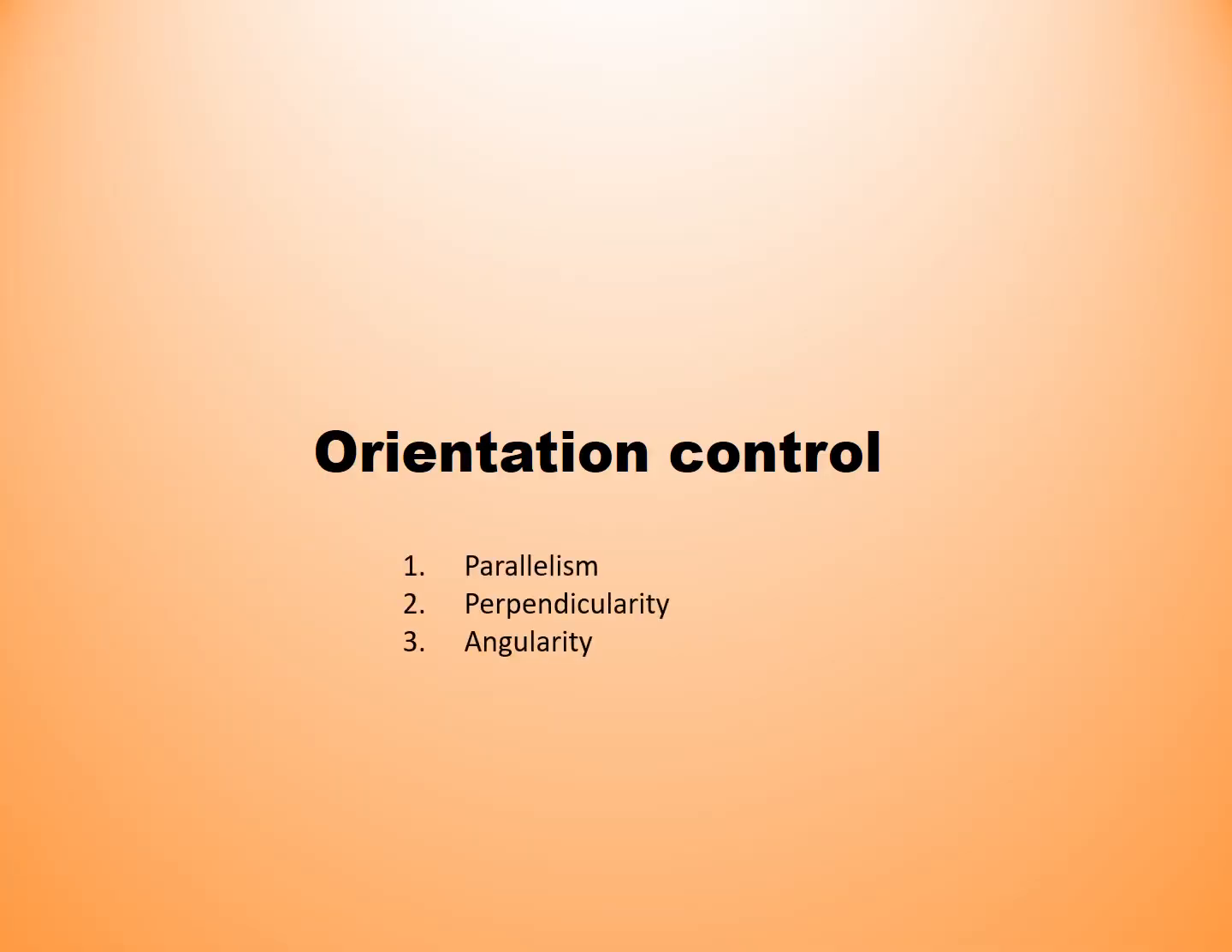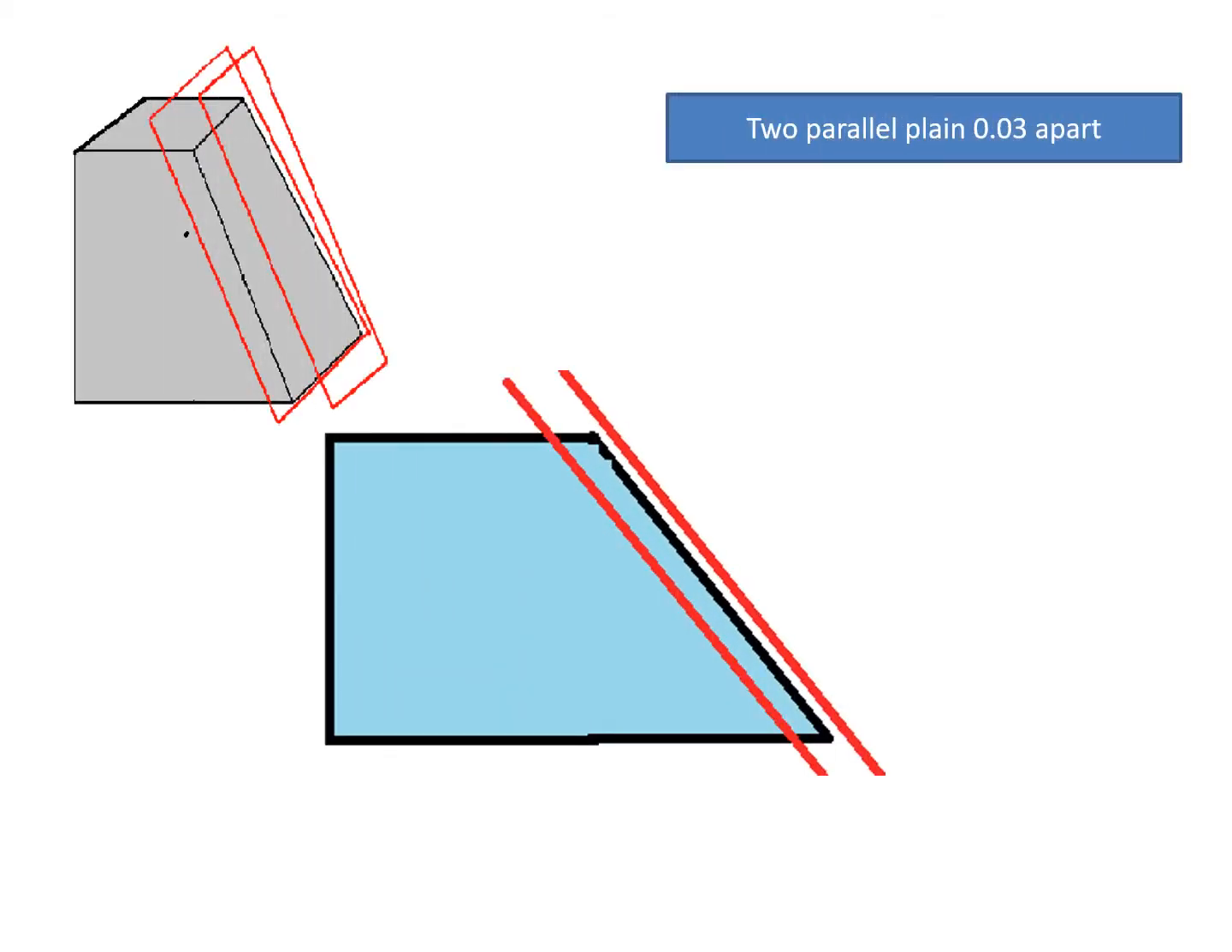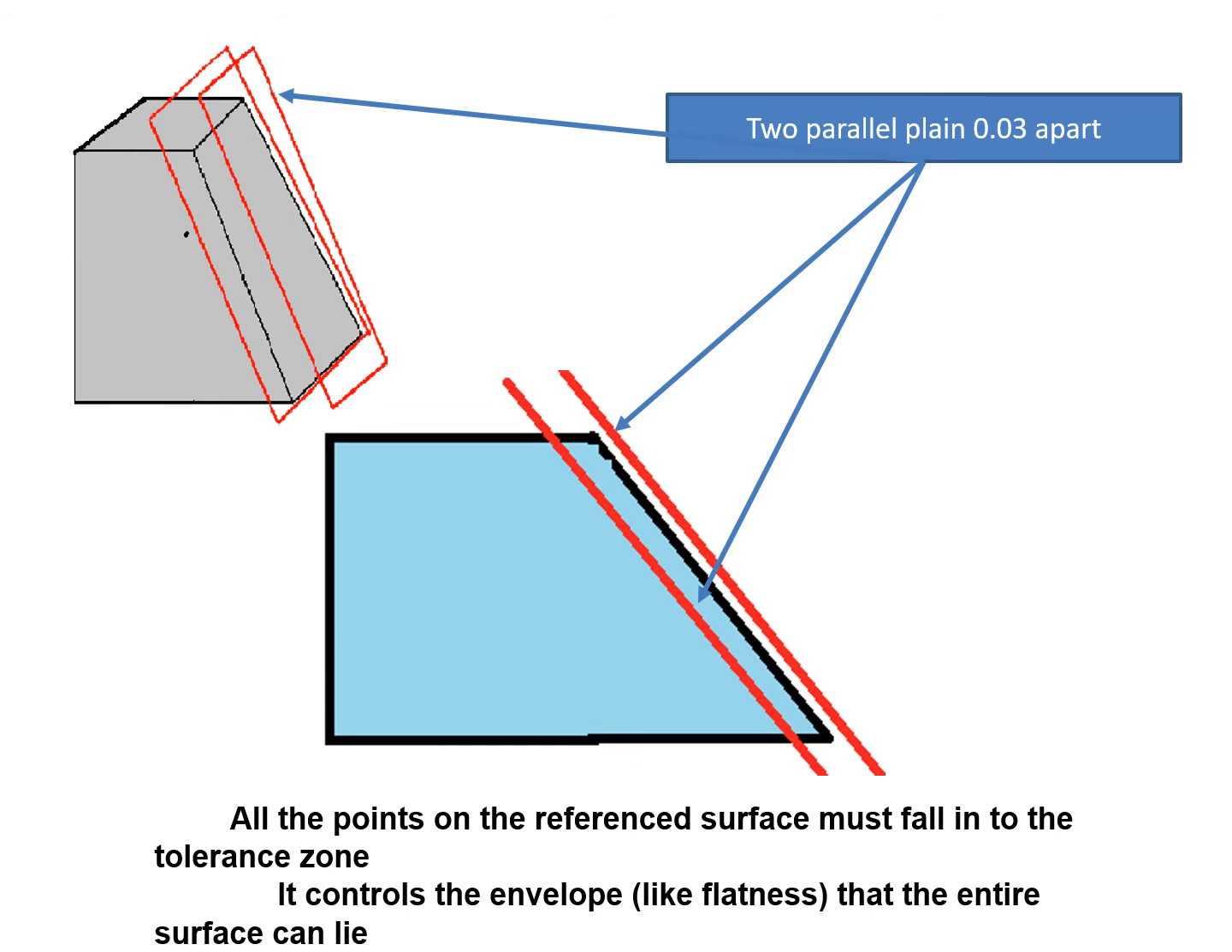Next is orientation control. In orientation control, there are three GD&T characteristics: parallelism, perpendicularity and angularity. First we can consider angularity. For that we can consider an example. Here angularity is mentioned as O3 with respect to the datum. This means that we have to consider two parallel planes O3 mm apart. Here I have highlighted in red color. This is our tolerance zone. So angularity means that all the points on the reference surface must fall into the tolerance zone.